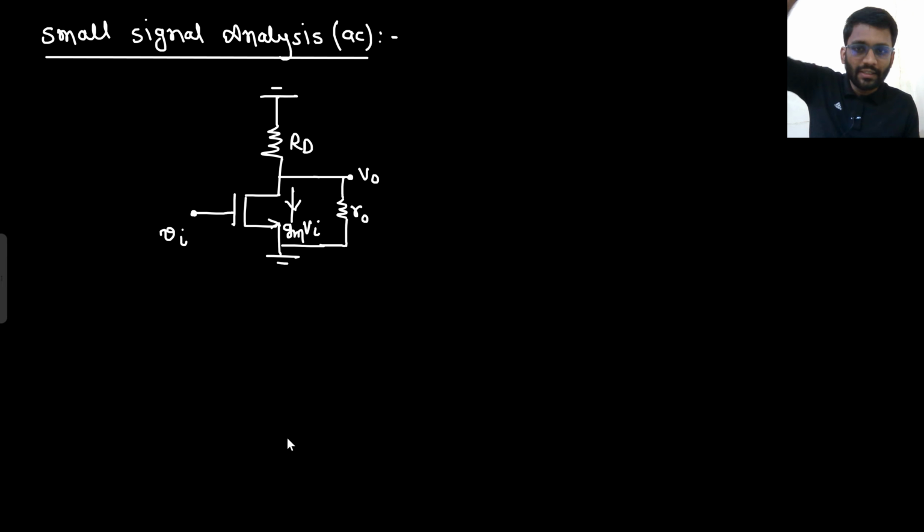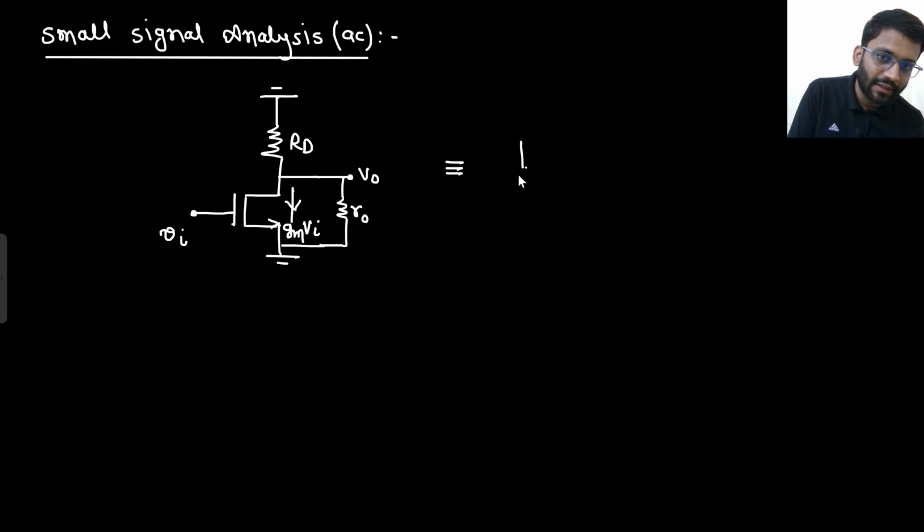Now what you can see, there is gm vi current here. From V0 to ground, you see two resistances: RD, and from V0 to ground, you see R0. Are you getting this point? So can you replace this something like this, that there is this gm vi current flowing?